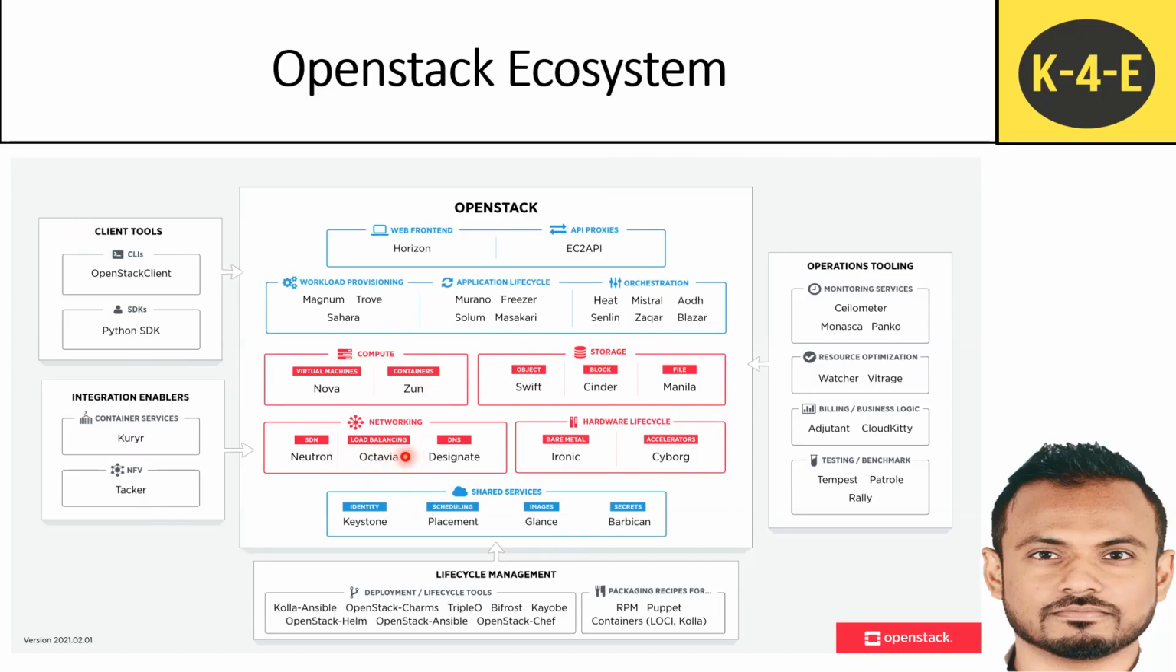OpenStack also provides a load balancing service. For example, you have 5 VMs and you want to distribute your load across all 5 VMs. Then you can use the OpenStack service called Octavia. In Octavia, you get a virtual load balancer, where you can distribute your load across the VMs in the fashion you want, like round robin or active-active. It is totally up to you. It also provides a DNS service. So if you want DNS in your OpenStack, that is also possible with community OpenStack.